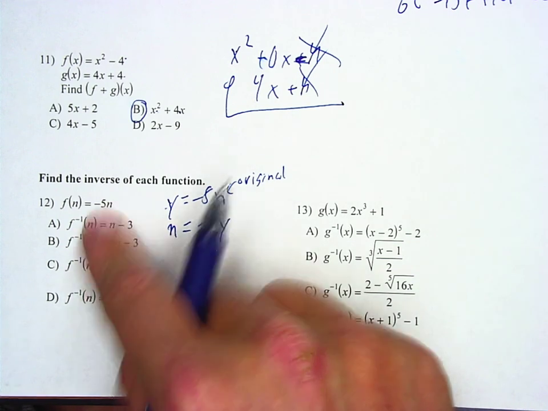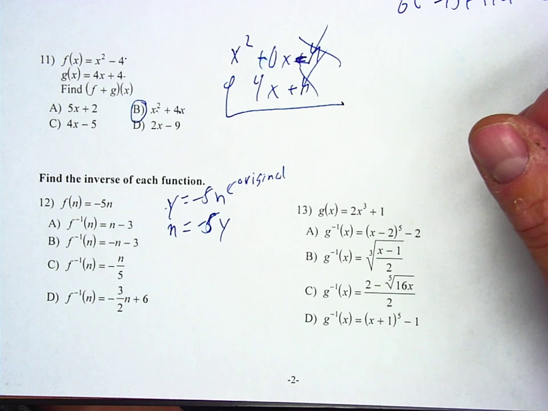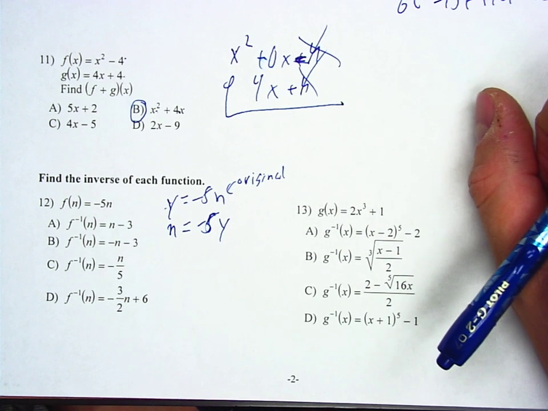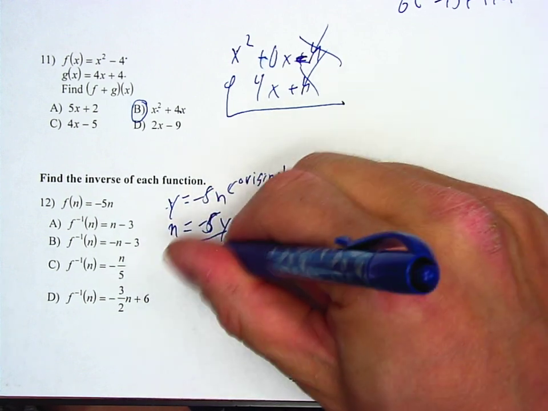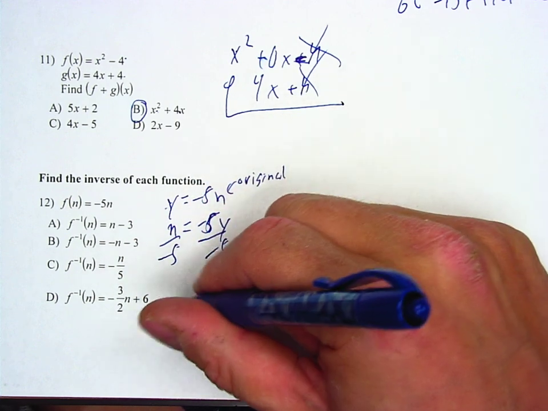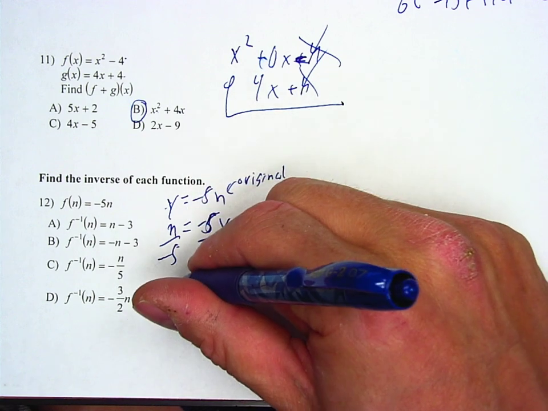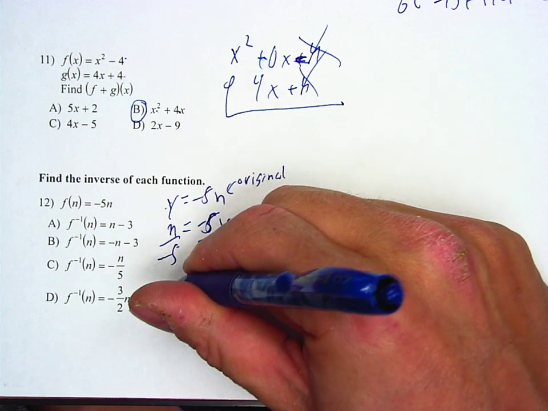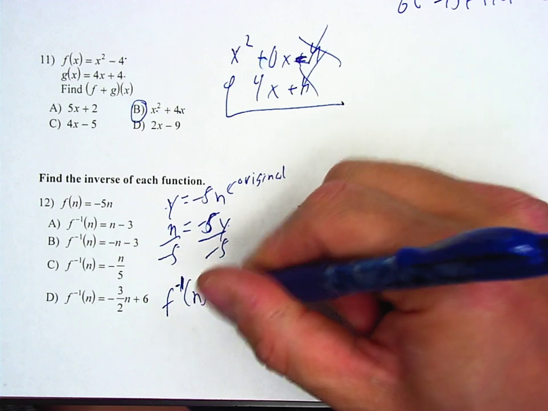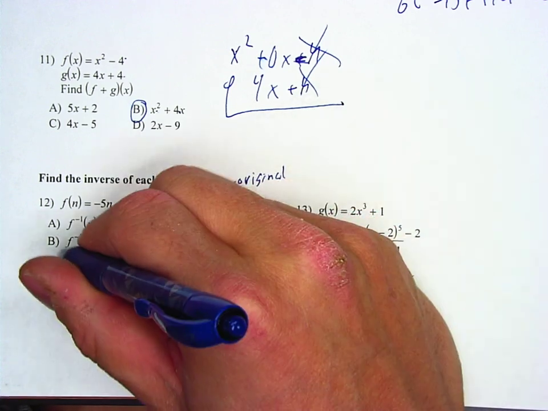So I can get it in function format, because I put my answers in function format, not in equation format like this. I'm dividing by negative 5, dividing by negative 5, and this is the inverse now. So this is y equals, which we're going to change back to f of n, and it's now the inverse of f of n is n over negative 5. So there it is right there, option C.